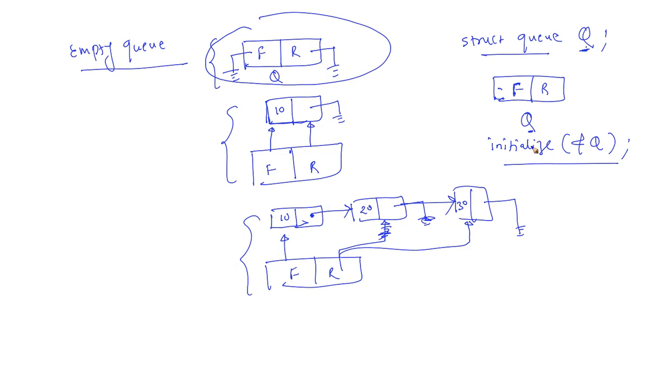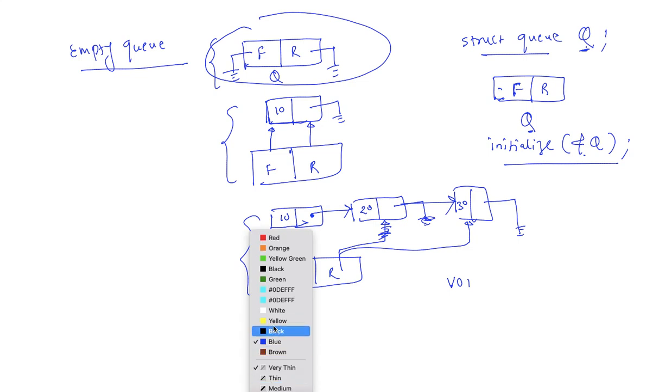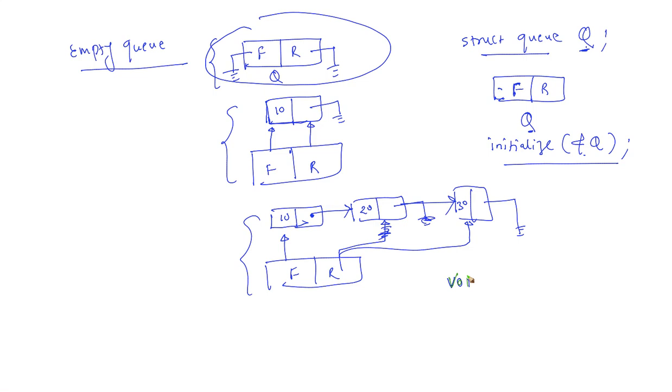So I'm calling this initialize function, and to this initialize function, I'm passing the address of this queue. So let's write void initialize. As you are passing the address of this q type variable, what is the type of q? Struct q. You are passing an address, that's why you need a pointer here. Let's call the pointer p.